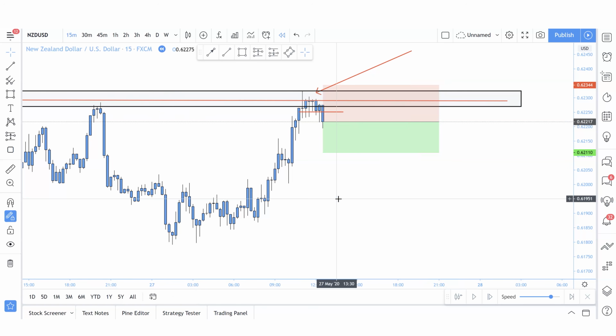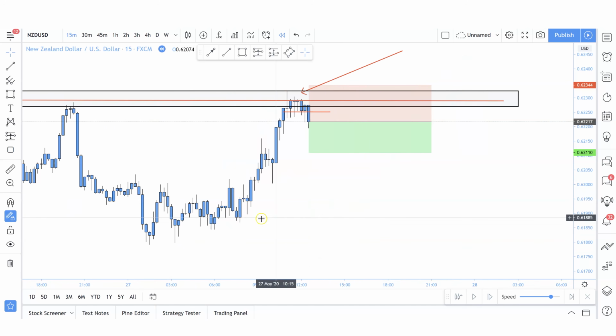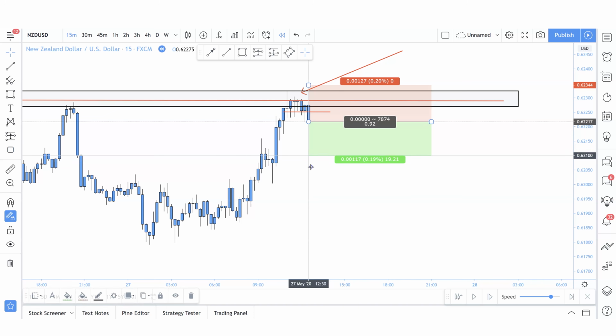But what we've now done is we've built confluence to identify that this level that we have here, this box, is a strong level in the market where price has reacted in the past. We've seen price come back to this level with strong bullish pressure. We've seen a depletion of that bullish pressure, and now we are seeing the market showing signs of bearish momentum. And this is when you want to hit these trades up.